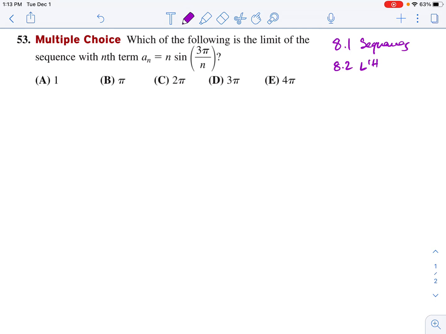and so you might say, Cooch, that's not fair, because L'Hopital, we haven't learned that yet. And so I'm going to do it without L'Hopital because of that. So I want to take the limit as n goes to infinity of n sine of 3 pi over n. And if you plug that in, you get infinity times the sine of 0, which is infinity times 0. And so obviously that's not conclusive.